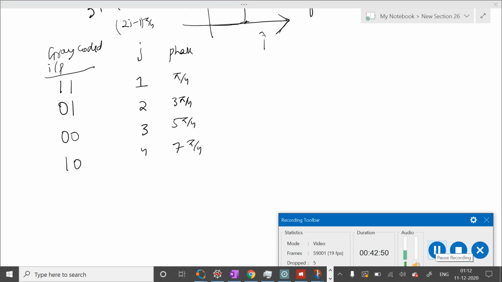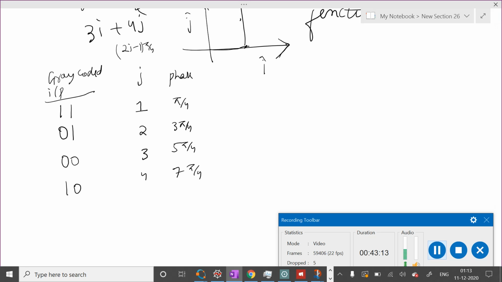It is up to you. You want to map 1 1 to any other phase? Do it. But once you do it, you have to fix it. You can't change it. I mean, the transmitter and receiver should know it. Okay. Now after choosing it, what is the value of this term?